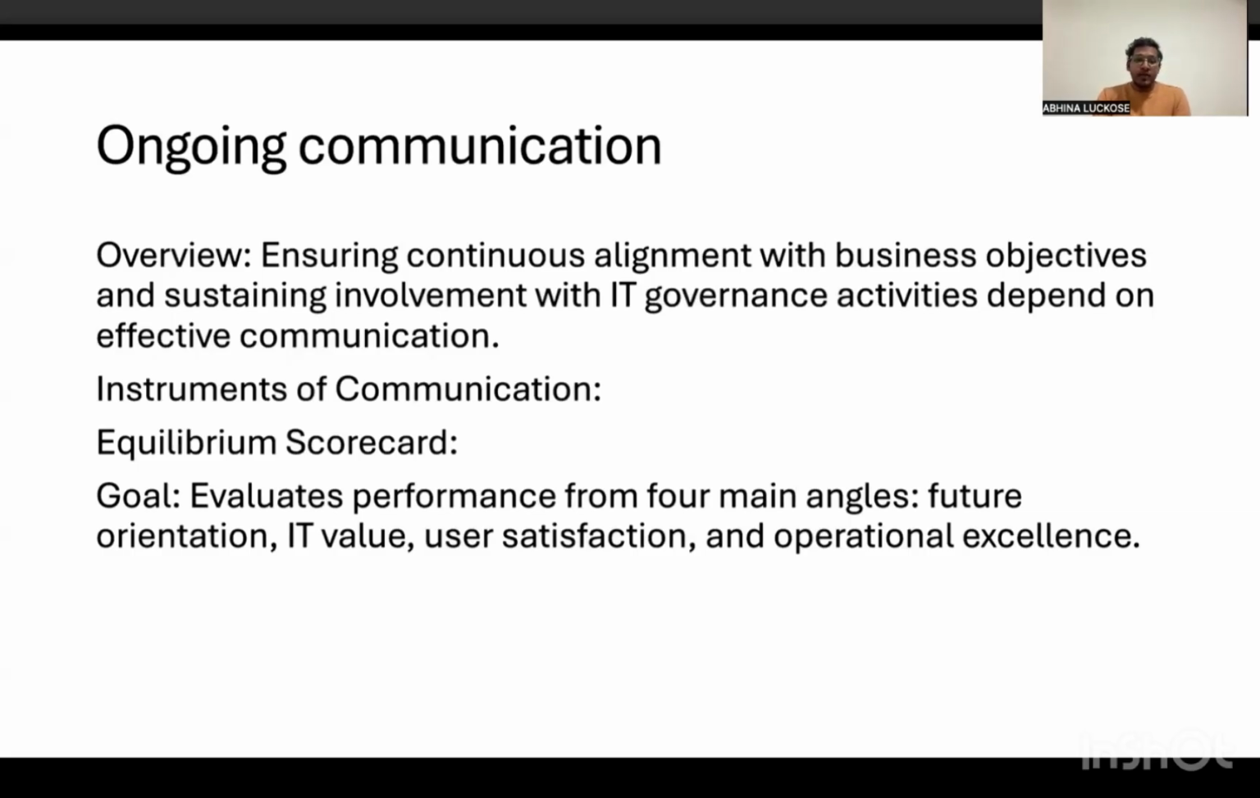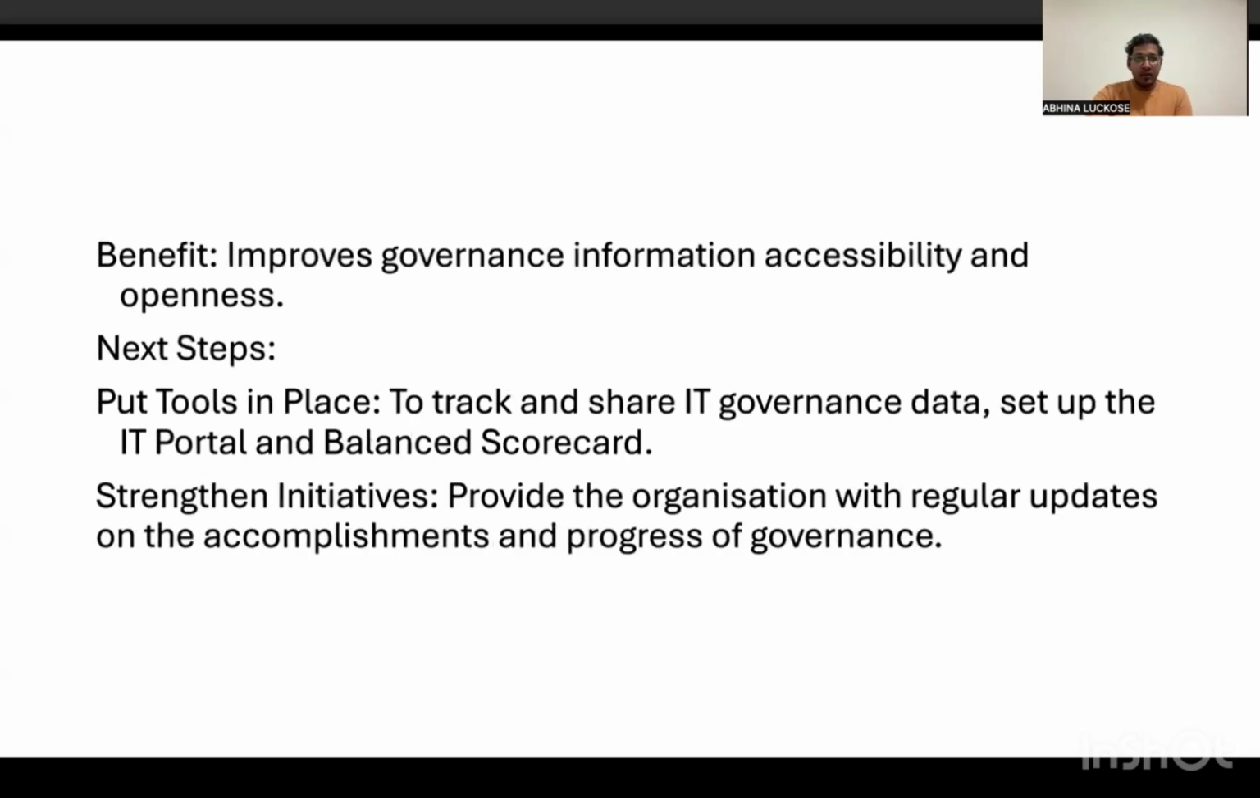The instruments of communication are the balanced scorecard. The goal of this is to evaluate performance from four main angles: future orientation, IT value, user satisfaction, and operational excellence. The benefits are improved governance information, accessibility, and openness. The next steps are put tools in place to track and share IT governance data, set up the IT portal and balanced scorecard. Strengthen initiatives: provide the organization with regular updates on accomplishment and progress of governance.